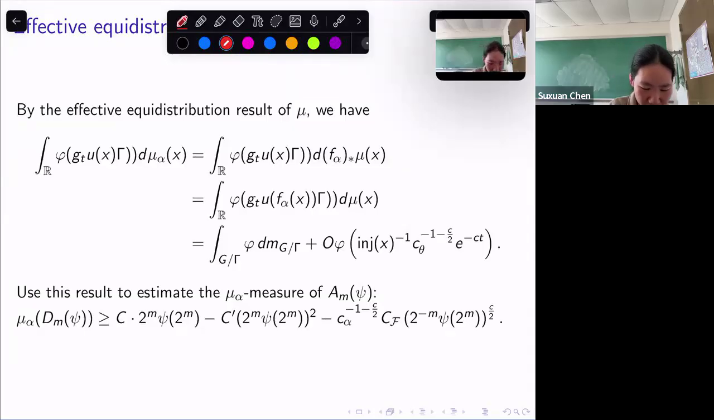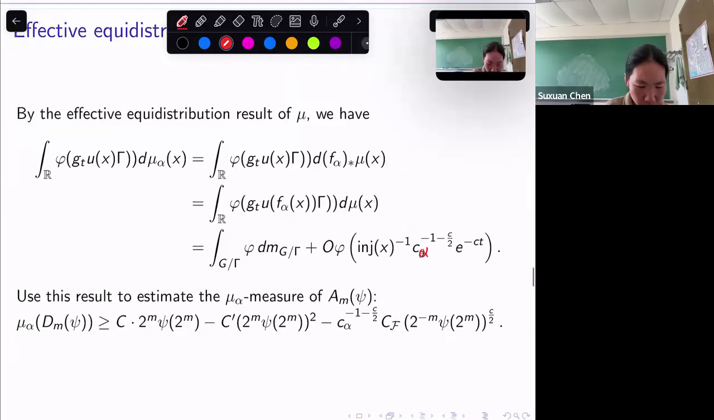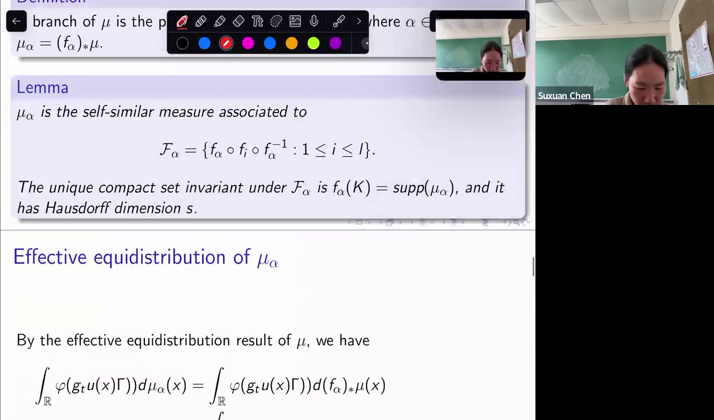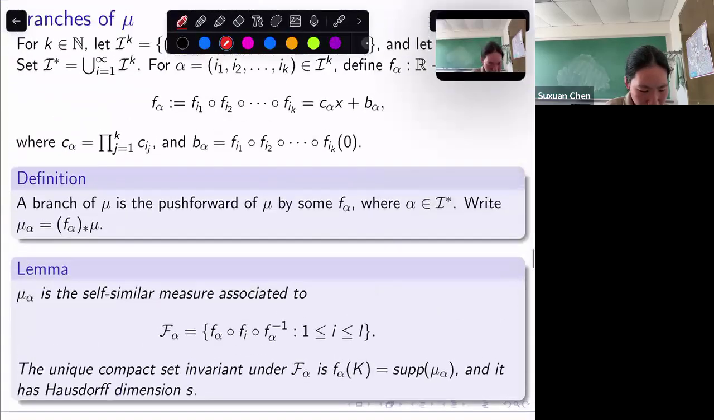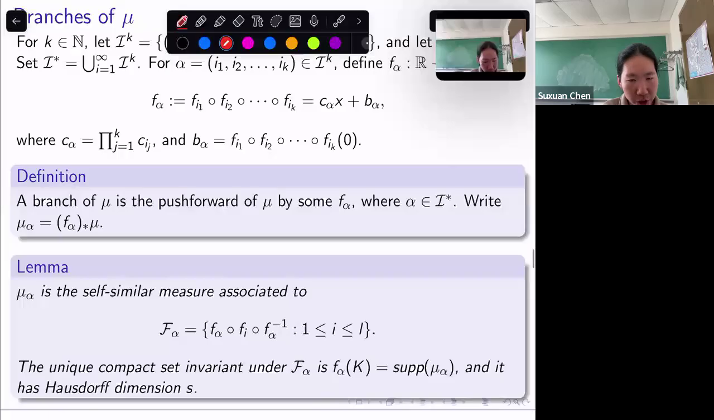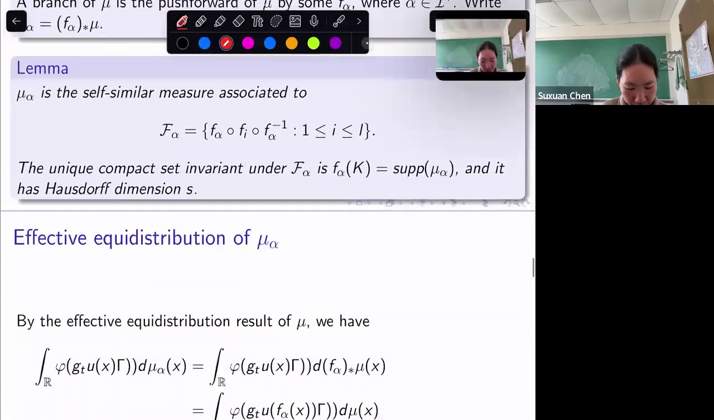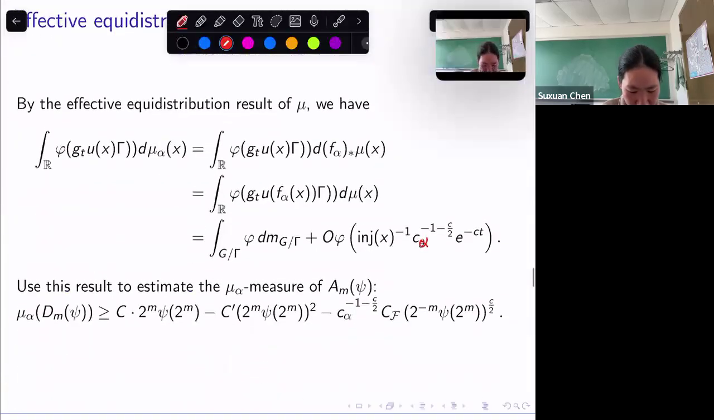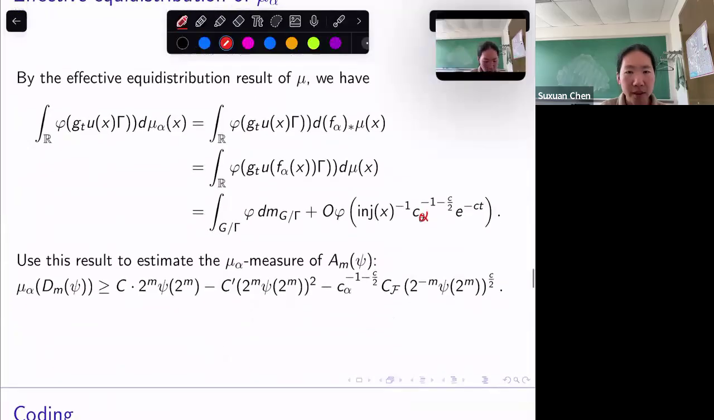Yeah, sorry, another typo here. This C_theta should be C_alpha, where C_alpha is a product of C_ij from i to j, and it's the coefficient of F_alpha. So for this new measure.